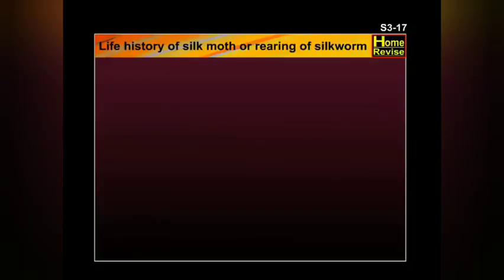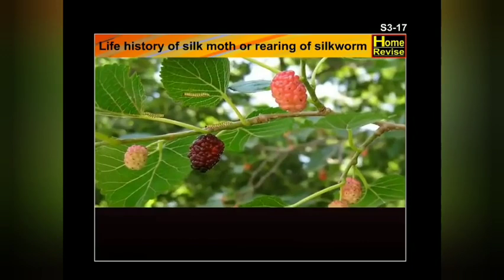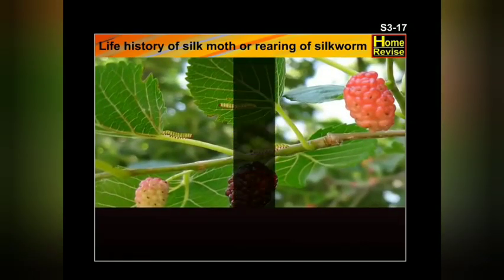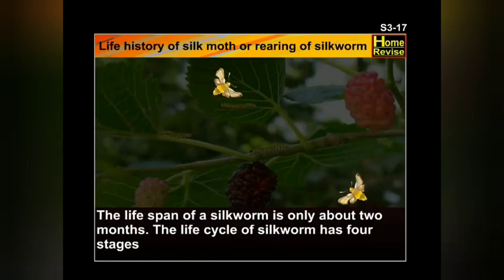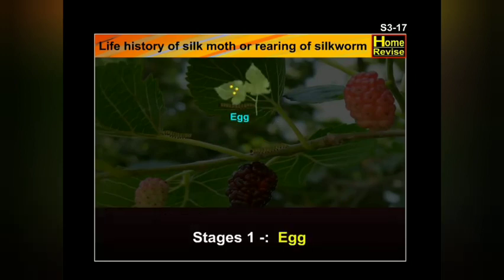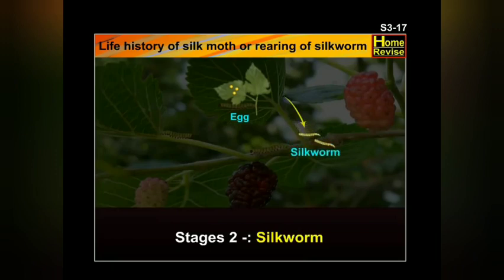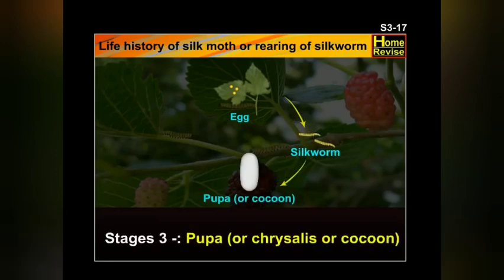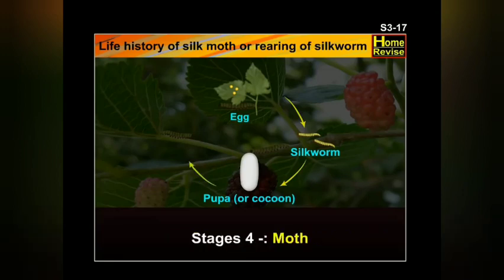Dear children, before we discuss the process of obtaining silk, it is necessary to know the interesting life cycle of silk moth. I will show you the life history of silk moth. Life history of silk moth or rearing of silkworm. The lifespan of a silkworm is only about 2 months. The life cycle of silkworm has 4 stages. First, the egg. Second, silkworm. Third, pupa or chrysalis or cocoon. And fourth, moth.